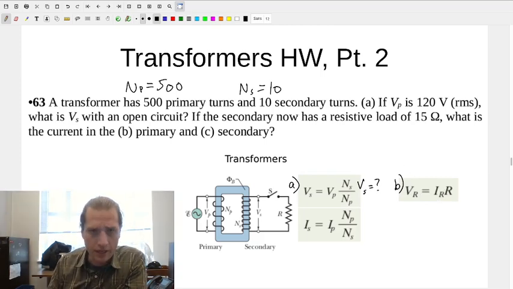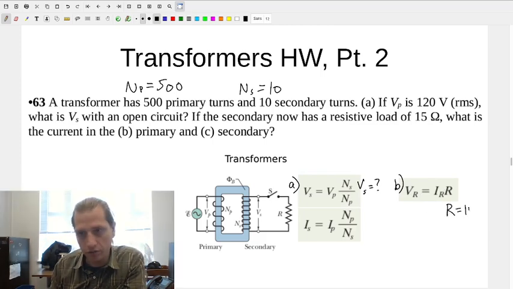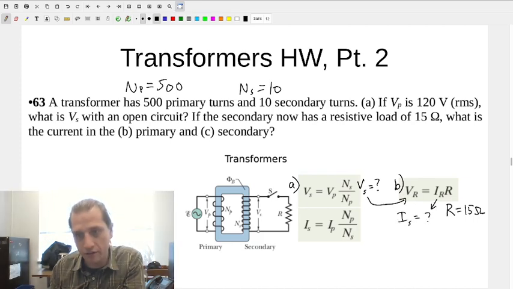And so it says if the secondary now has a resistive load of 15 ohms, so they give you R equals 15 ohms, and you will have found what your V secondary is. You're going to use that here. You're going to find your I secondary. What is it?